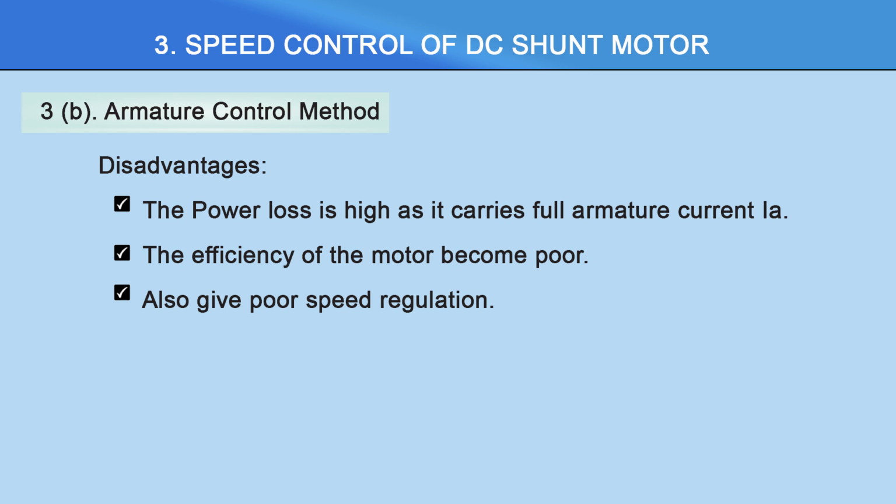Basically, if the IA value is high and that high IA current is flowing through this particular resistance, then it will create high power losses. If the power losses are high, then the efficiency of the motor will go down and it will also give poor speed regulation. We get these disadvantages when controlling the speed of a DC shunt motor by the armature control method.